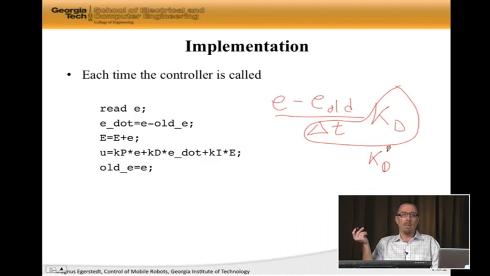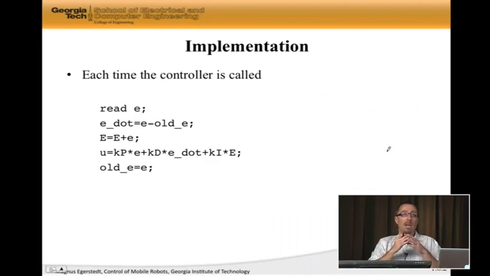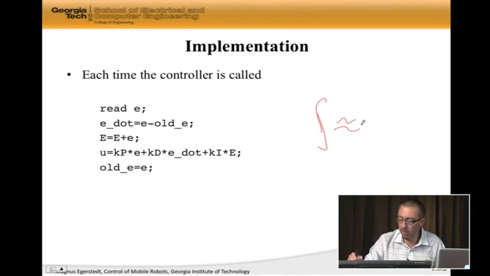Let's call this kd prime. Well, then I just got rid of delta t, and I don't have to worry about delta t. I do the same thing for the integral. So E new is E old plus the latest error. Again, I really have that this integral is roughly equal to delta t times E. So if I have ki times that, I have this times ki.